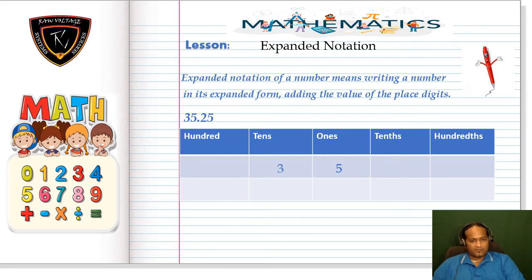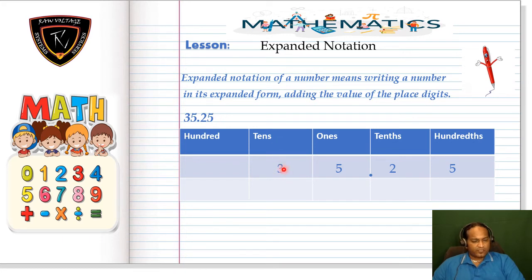We bring the decimal point right in the center here. We have the decimal point. And we did the 2. The 2 goes in the tenth place. And then we have the 5. So this 5 will go in the hundredth place. And this is how we do the place values for each digit.